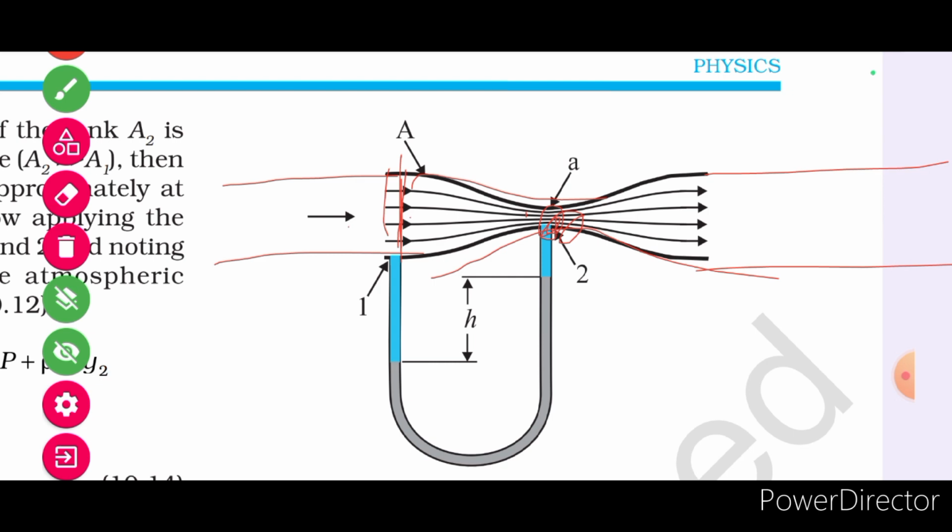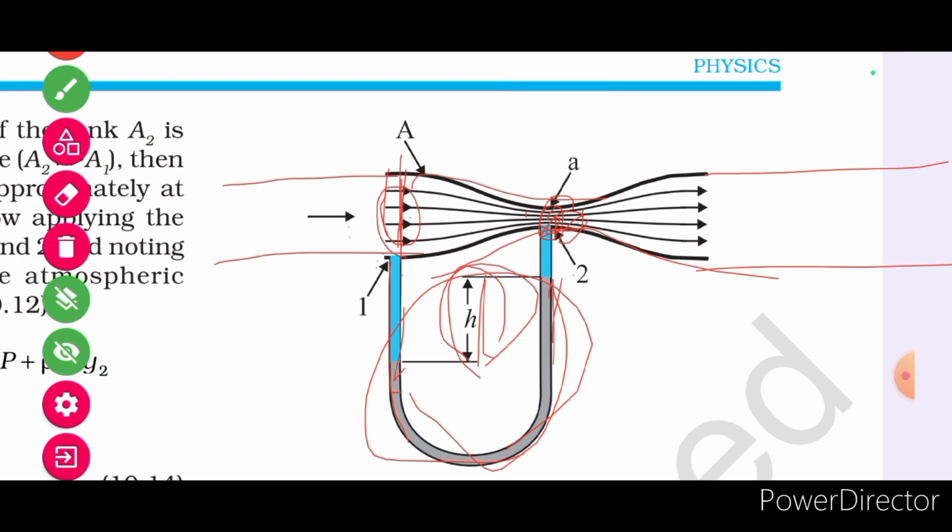A manometer is a device which is used to measure the pressure difference between these two points. We'll put a U-shaped tube. The pressure will be different at this point and at that point. Because of this pressure difference, there will be a rise in the mercury on this side, and it will dip here. This difference in height we can measure, and because of that the manometer helps us measure the pressure difference.